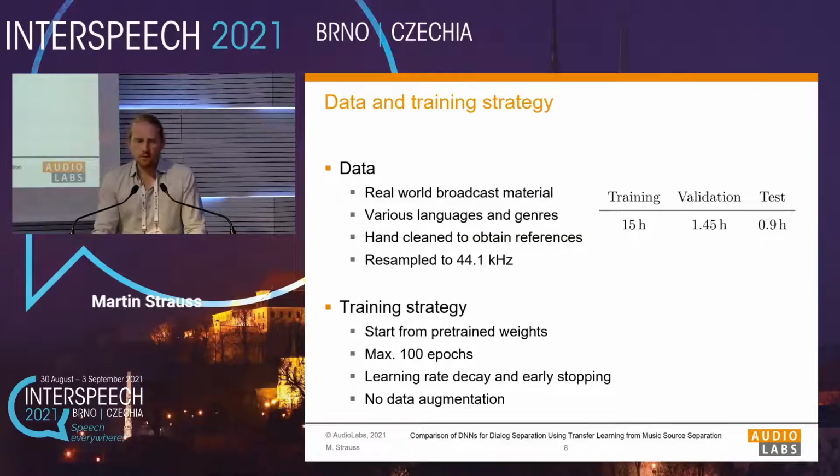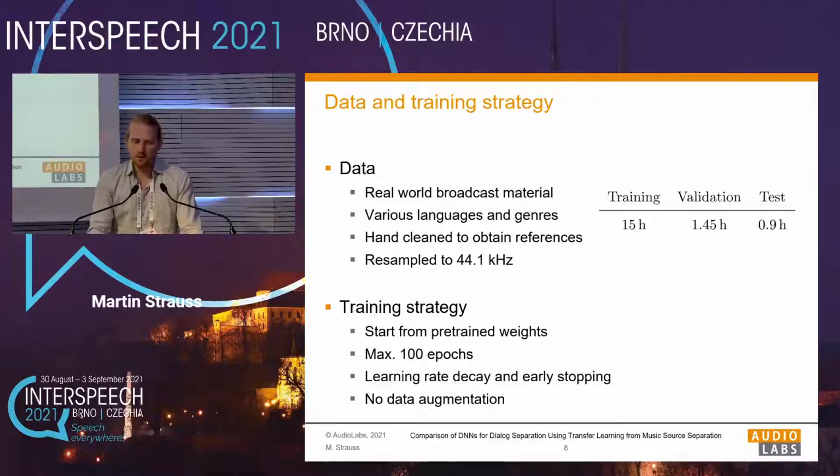For the study then, we used real-world broadcast material, which was available in various languages and genres, while the vast majority of the content was in German. The genres differed from documentaries to sports to drama, for instance. The data then was hand-cleaned to obtain clean reference signals and downsampled from the initial 48 kilohertz to 44.1 kilohertz to match the network requirements.